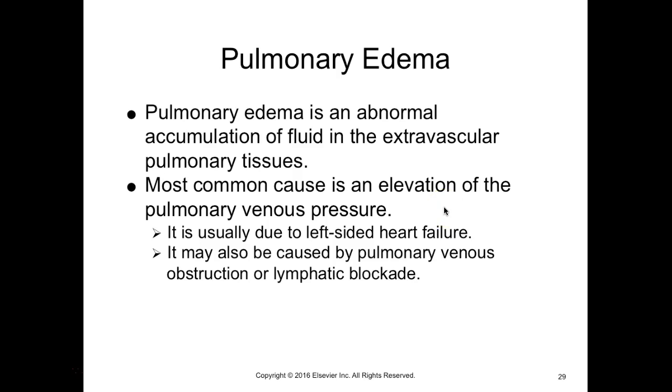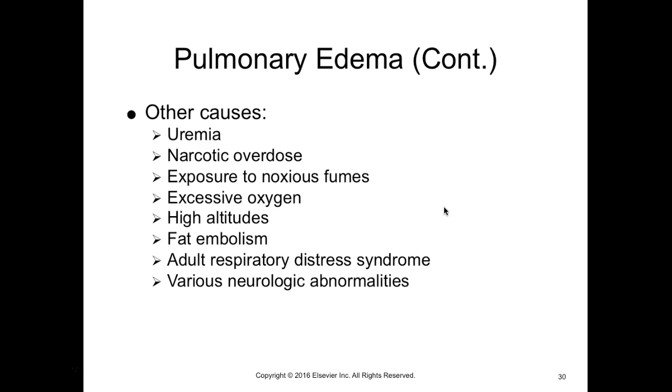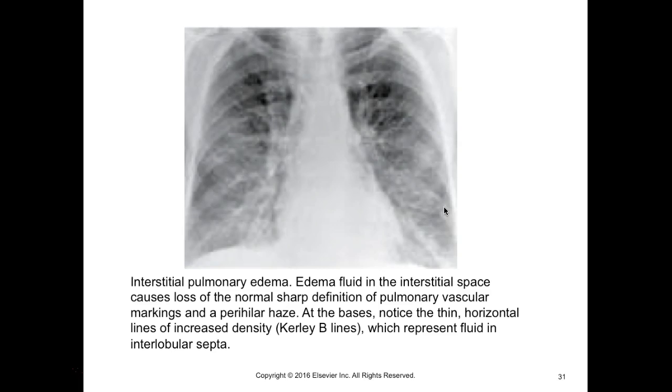All right, pulmonary edema. It's an accumulation of fluid in the extravascular pulmonary tissues. Its most common cause is elevation of the pulmonary venous pressure. It's usually due to left-sided heart failure. It may also be caused by pulmonary venous obstruction or lymphatic blockage. Other causes: uremia, narcotic overdose, I've seen that. Exposure to fumes, yes. Excessive oxygen, so if you give someone too much oxygen, this can happen. High altitudes can do it. Fat embolism, adult respiratory distress, and neurological abnormalities.